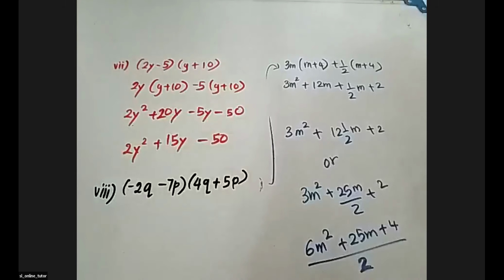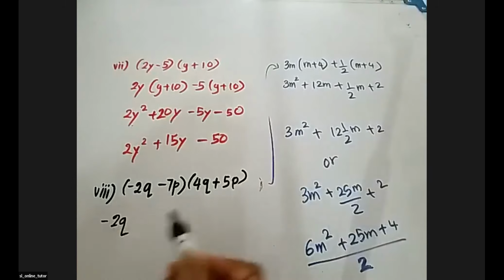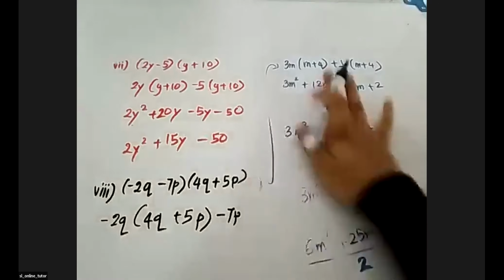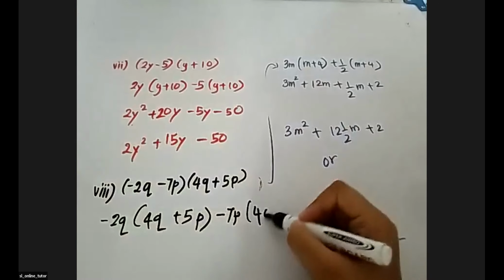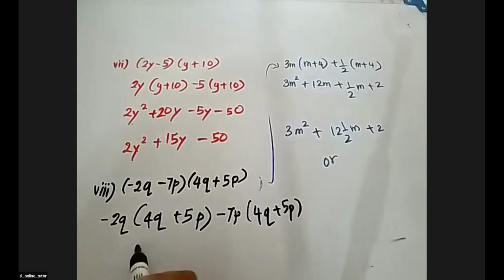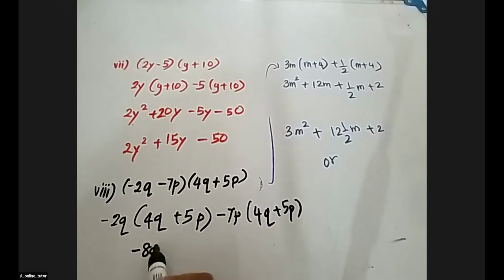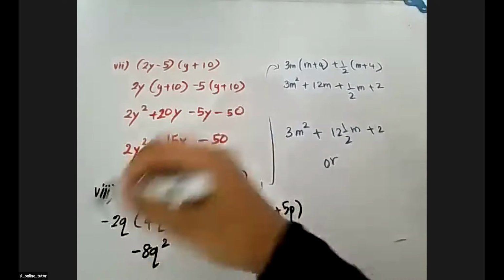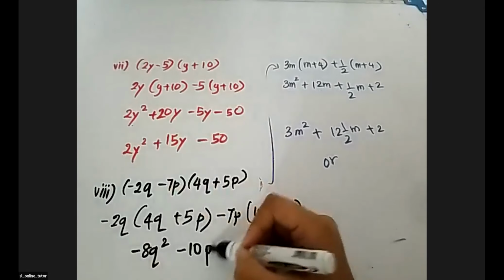Minus 8q squared minus 38pq minus 35p squared. Minus 35p squared, right? We'll see. Minus 2q I'll take out. 4q plus 5p I'll write in the bracket. Minus 7p, I'll erase this part. And we'll take 4q plus 5p. Now we can multiply, minus into plus, plus into minus is minus. So I'm getting minus 8q squared. So it's correct. 2 into 5 is 10, but plus into minus is minus 10pq.